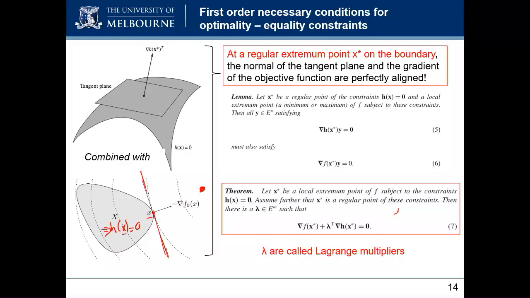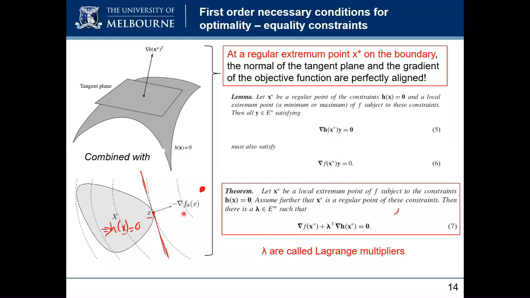So if they are perfectly aligned, this is the lemma. Let's look at it mathematically. All the y satisfying the tangent plane condition at x star, where x star is a regular point of the constraints and a local extremum point, a minimum or maximum of f subject to these constraints. Then for all y satisfying this, so that is the tangent plane points, they must also satisfy that the tangent to the gradient is the same as the tangent to the constraint set's normal.